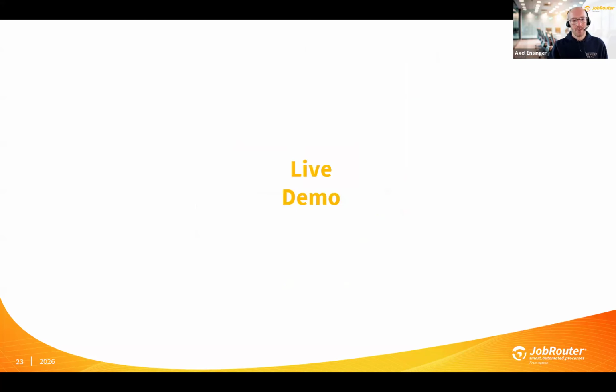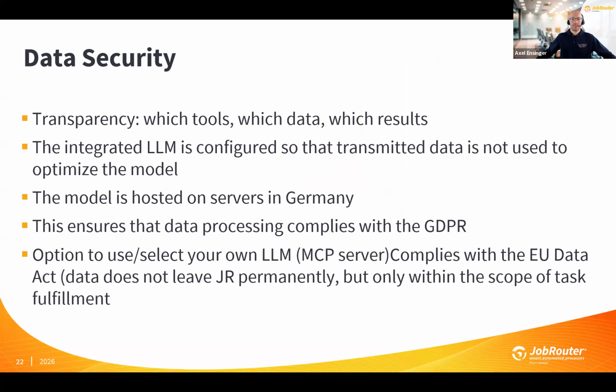And the last point before the live demo is the data security, because it's also a thing where probably you will have some questions. So that means we have the transparency. Which tools are used for a specific agent? Which data has this agent accessed? Which results has it done? There's a complete audit log containing all this information. That means for every single step where you have an AI agent in there, you will find in the incident history also the information of what this agent at this specific step has done and executed.